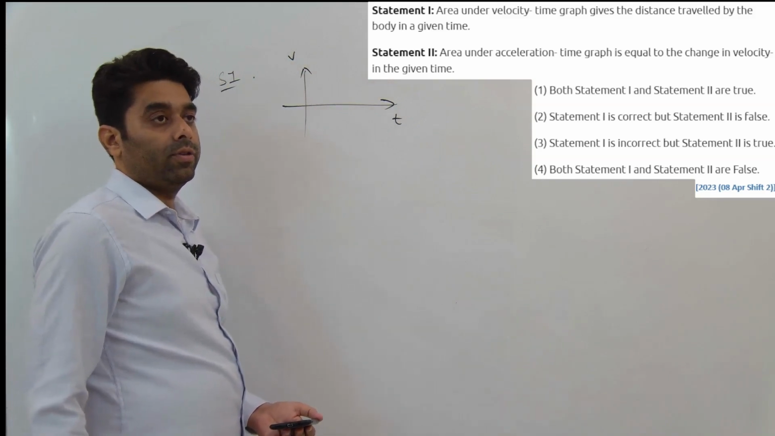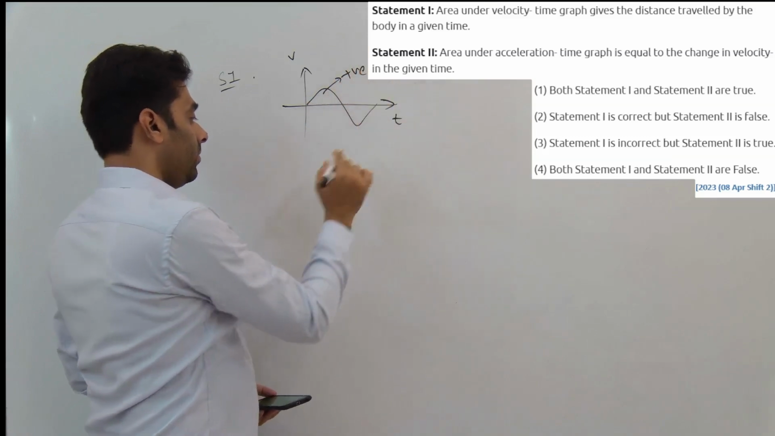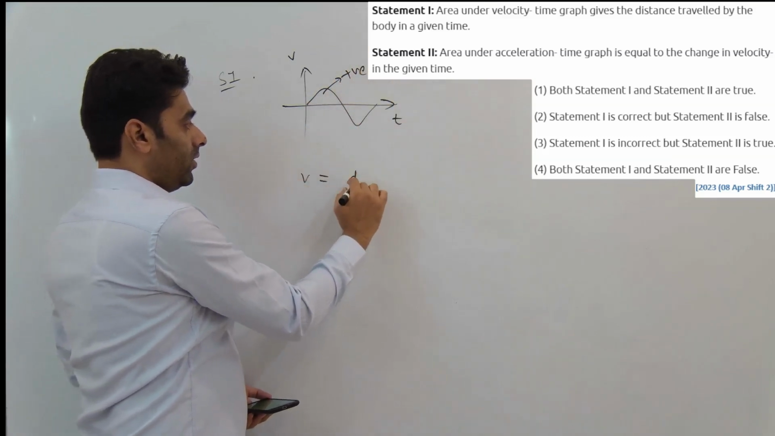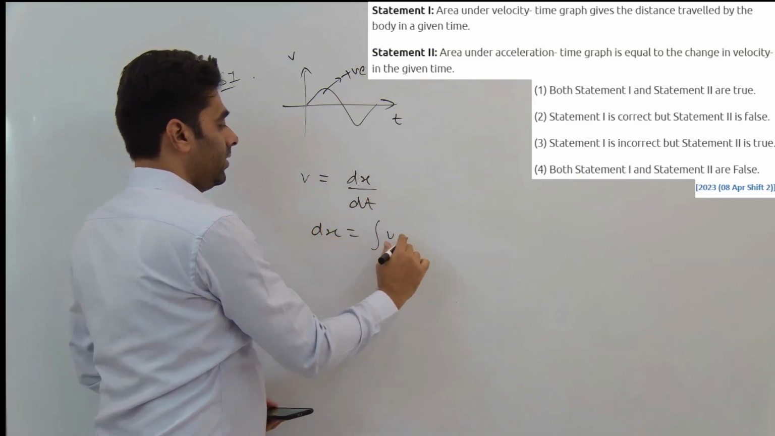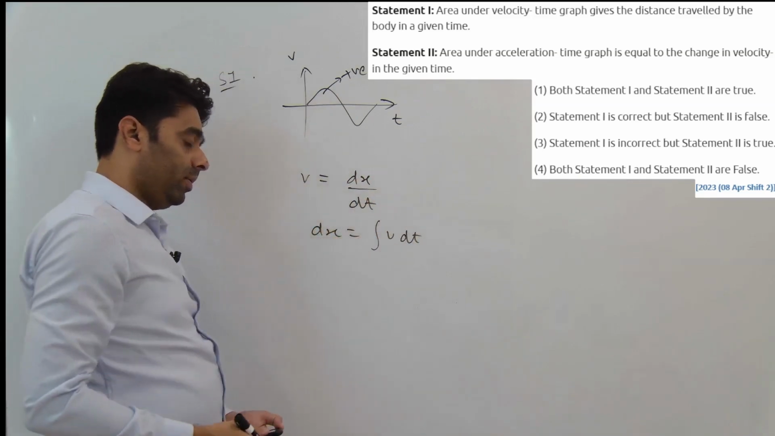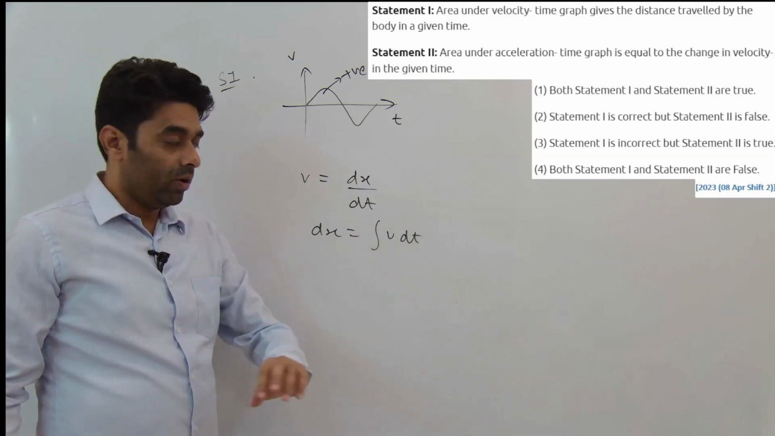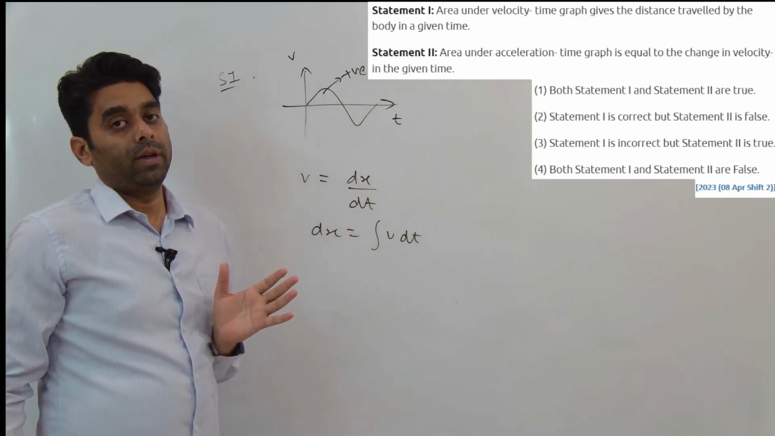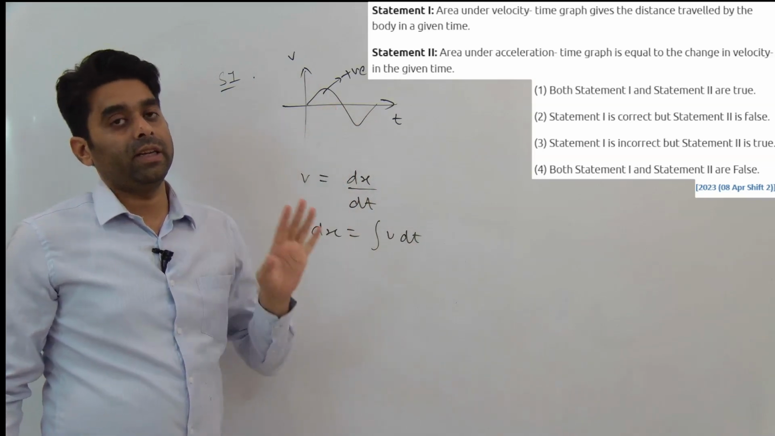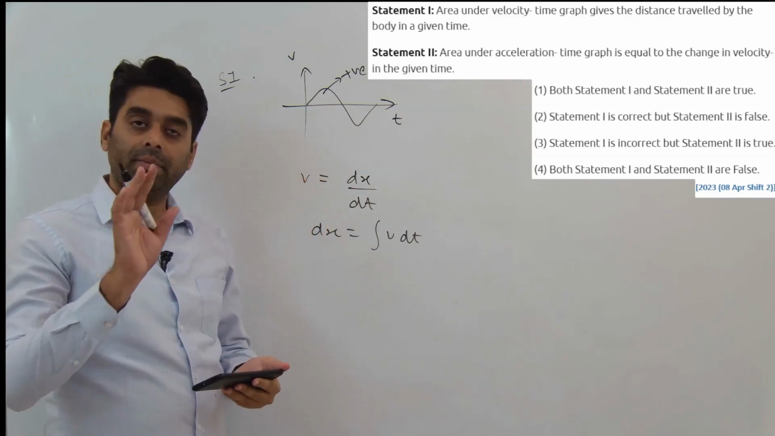Because it is area above the axis, this is considered positive, and we also know that velocity is dx by dt. So dx is equal to integral v dt. So this is basically integral v dt. If we have velocity, the area under velocity time graph will give us displacement. Area under speed time graph will give us distance. So if we go by that, the first statement is wrong.